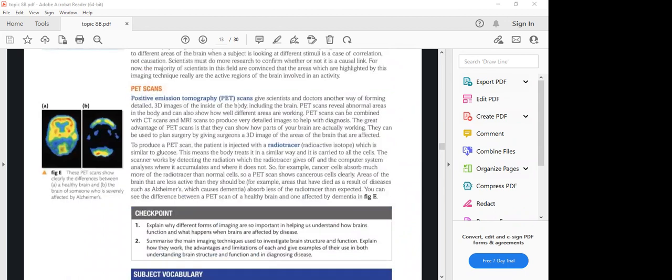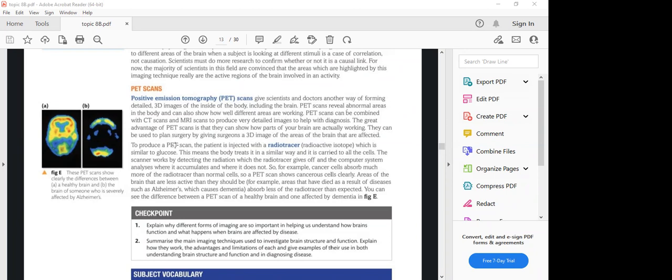Positron emission tomography, the PET scan, gives scientists and doctors another way of forming detailed 3D images inside the body. In the brain, a PET scan reveals abnormal areas and can also show how well different areas work. PET scans can be combined with CT scans and MRI scans to produce very detailed imaging that helps diagnosis. The great advantage of PET scans is they can show how the parts of your brain actually work. It means they show functional diagrams.